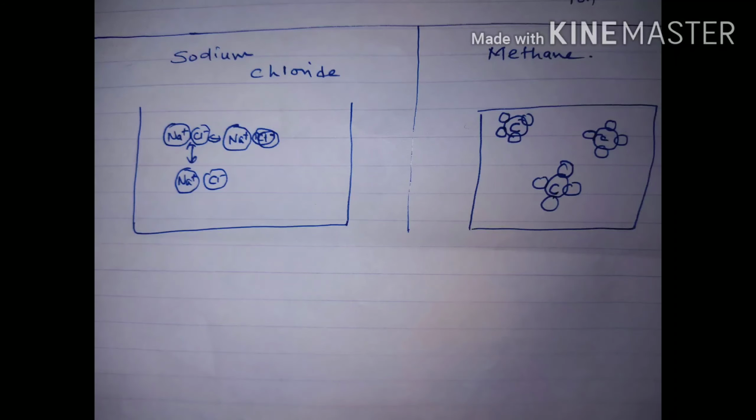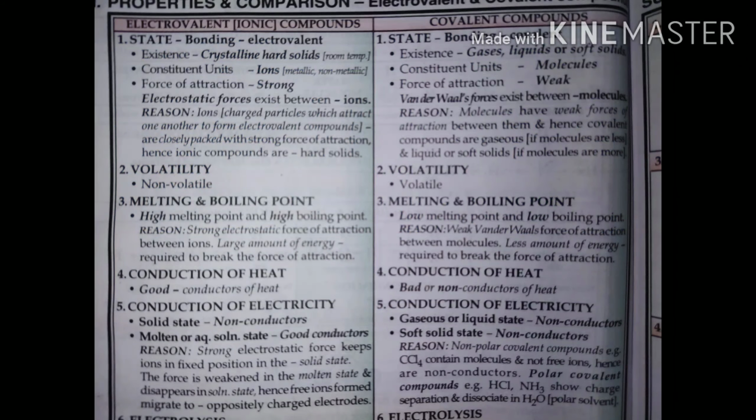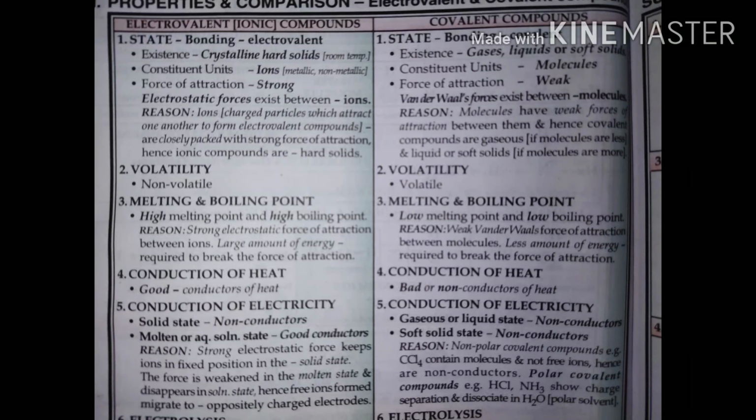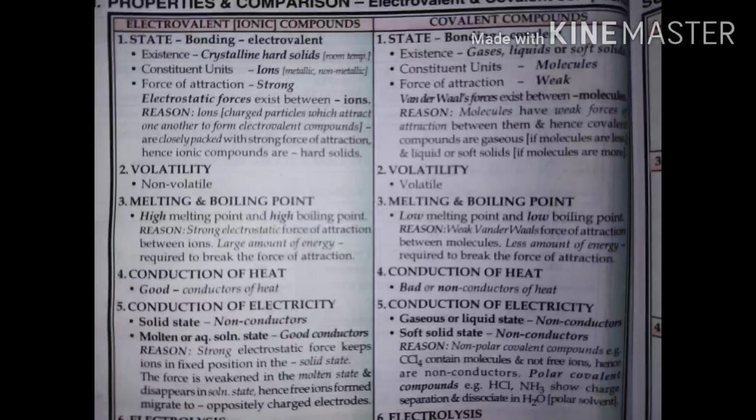If you see methane, it is in the gaseous state because there are no charged particles. Methane contains carbon and hydrogen, but neither of them is positive or negative. Therefore, there is no electrostatic force of attraction between the molecules of methane, and therefore it is in the gaseous state. Next point is volatility. Ionic compounds are non-volatile, whereas covalent compounds are volatile. Volatile means they quickly get converted into the gaseous state, or they quickly change their state.